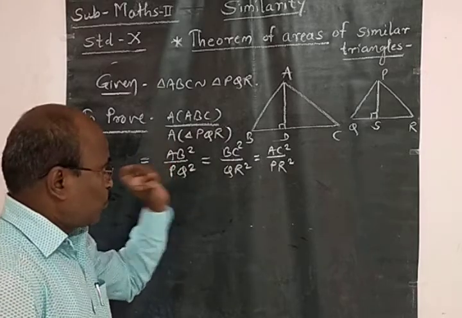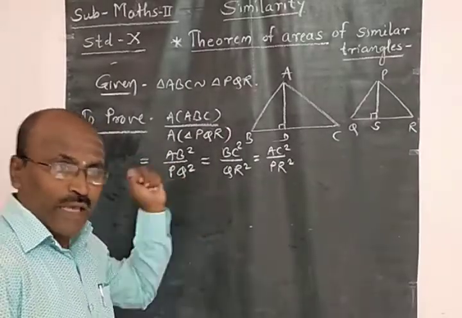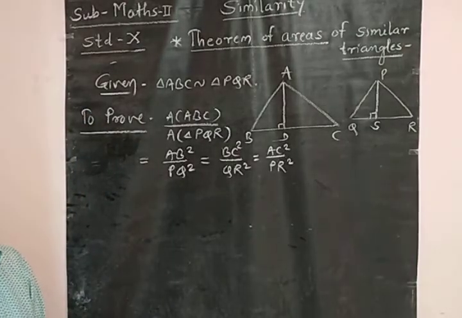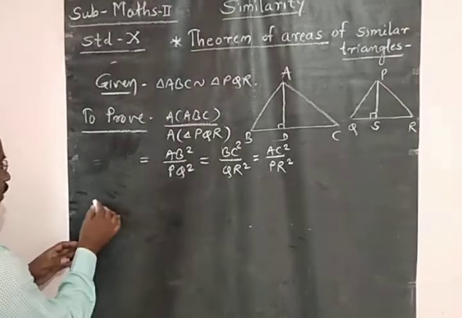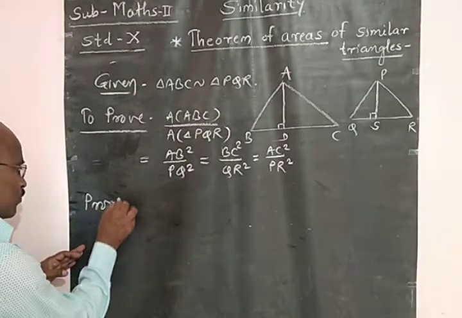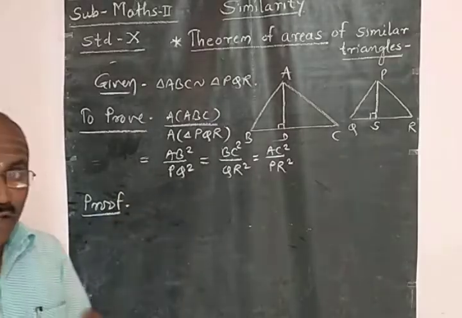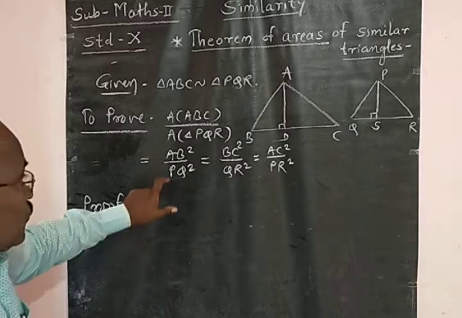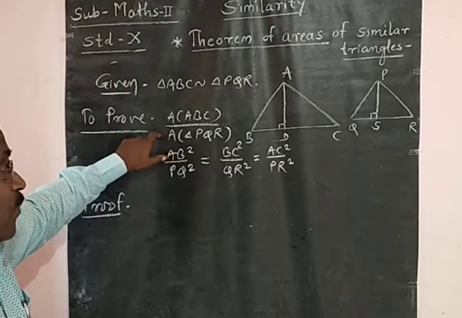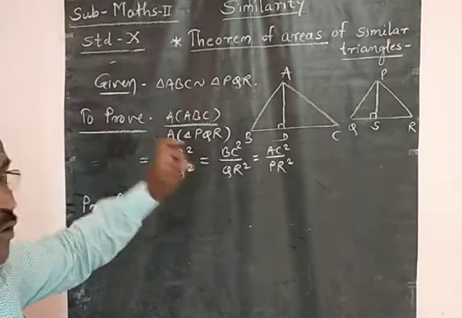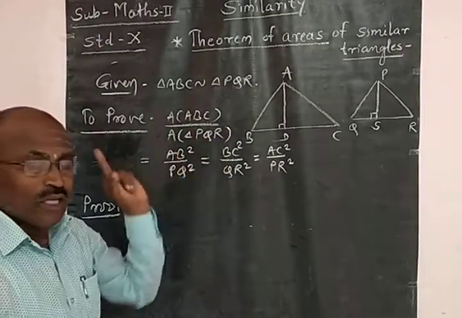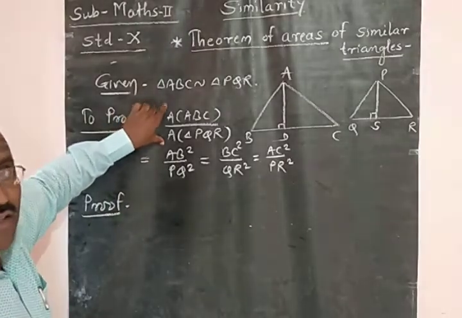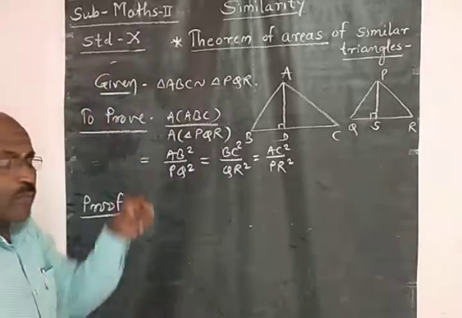So to prove this statement we have to use the property of areas of two triangles. So write the proof here. Proof. What is given here? The two triangles are similar. We have to prove that area of triangle ABC upon area of triangle PQR is equal to AB square upon PQ square is equal to BC square upon QR square is equal to AC square upon PR square. For that, first of all, find the ratio of areas of these two triangles by using the property.